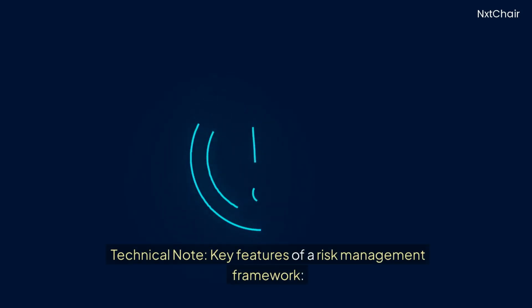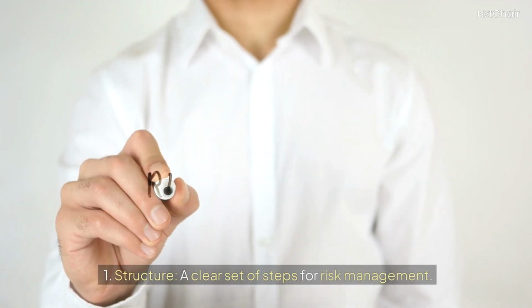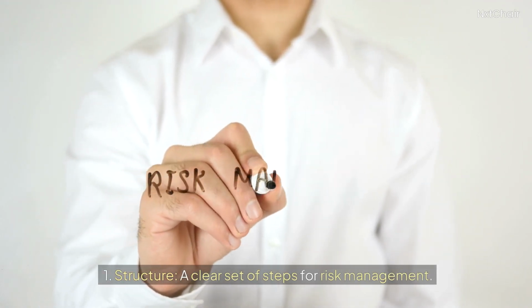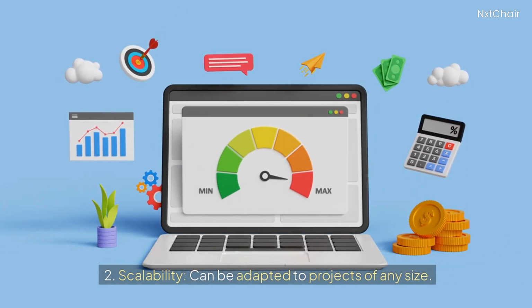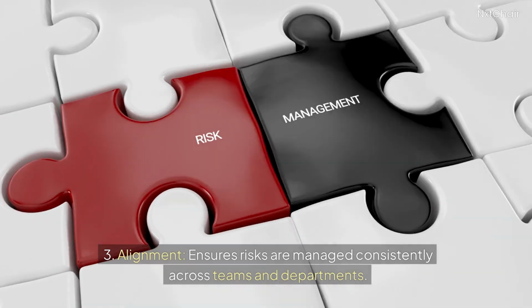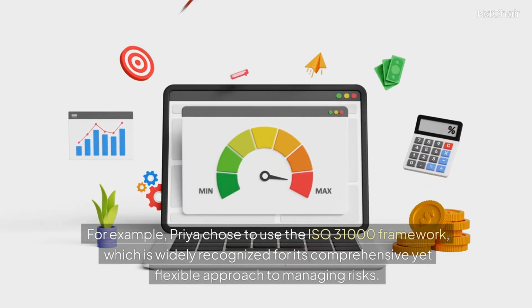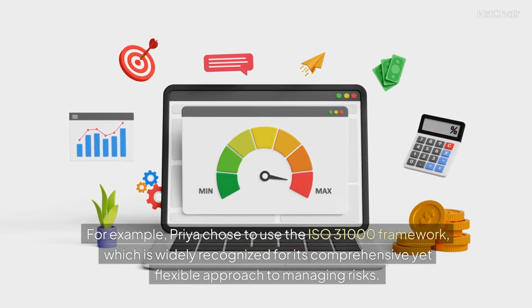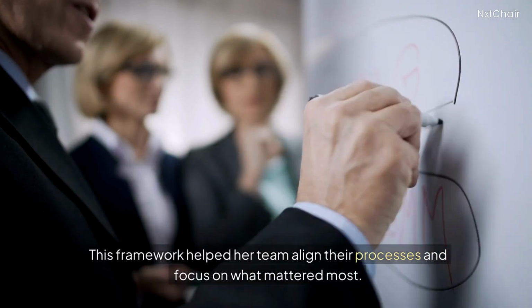Technical note: key features of a risk management framework. 1. Structure: a clear set of steps for risk management. 2. Scalability: can be adapted to projects of any size. 3. Alignment: ensures risks are managed consistently across teams and departments. For example, Priya chose to use the ISO 31000 framework, which is widely recognized for its comprehensive yet flexible approach to managing risks. This framework helped her team align their processes and focus on what mattered most.